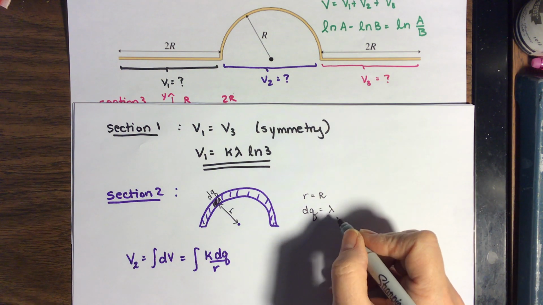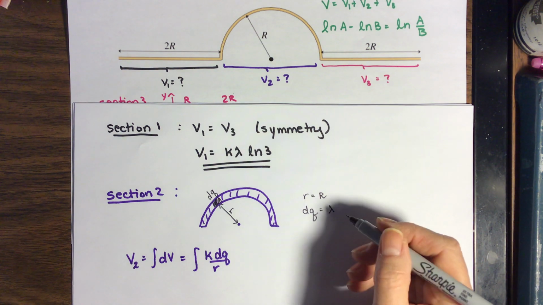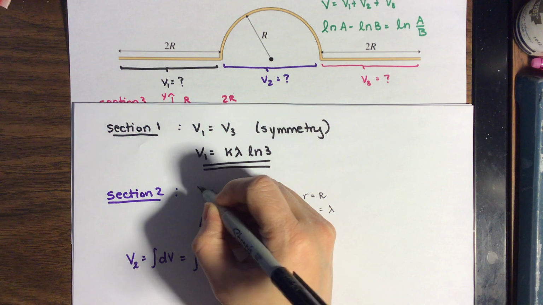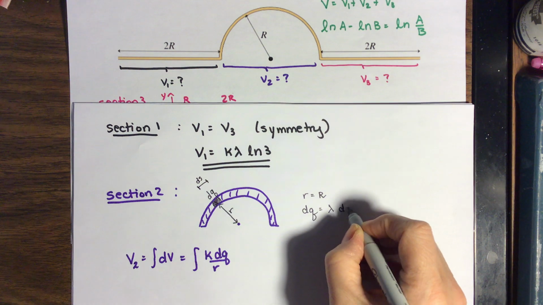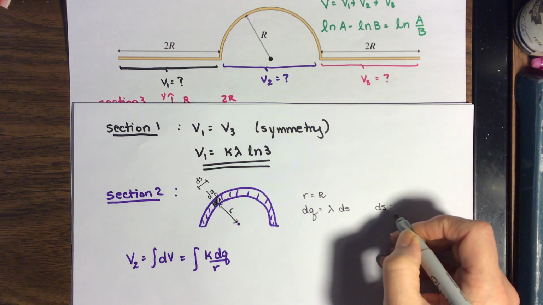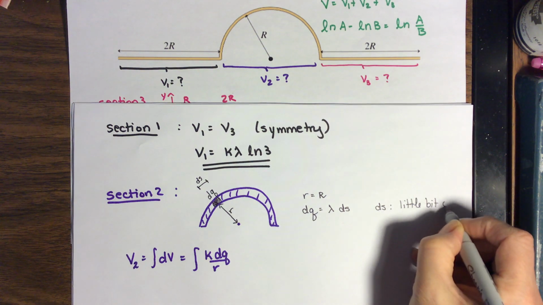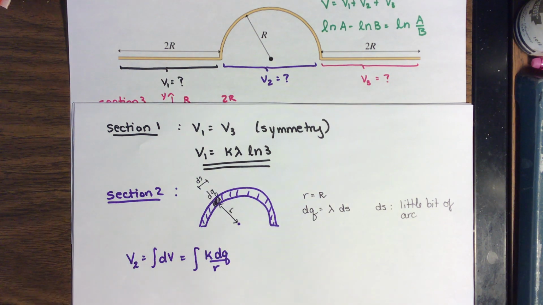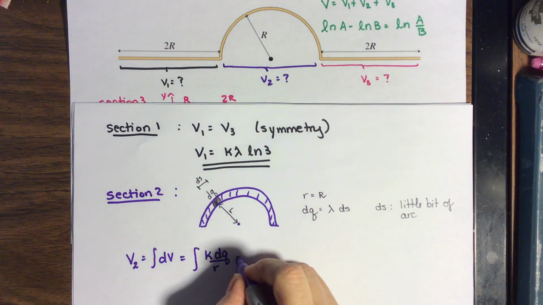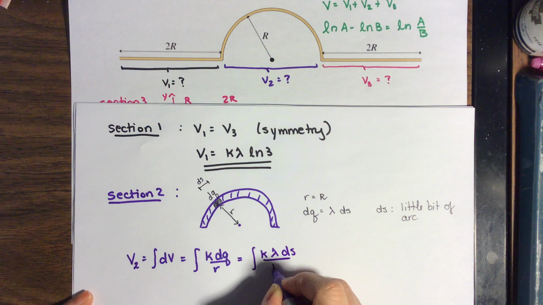The length is a little bit tricky. A horizontal rod, the length is dx, a little bit in x. A vertical rod, the length is dy, a little bit in y. When we have a circle, the length is a little bit along the arc. So our dq is lambda times our arc length. So ds is a little bit of the arc. Okay, so let's put our values in here now. So we've got the integral of k times lambda times ds over r.